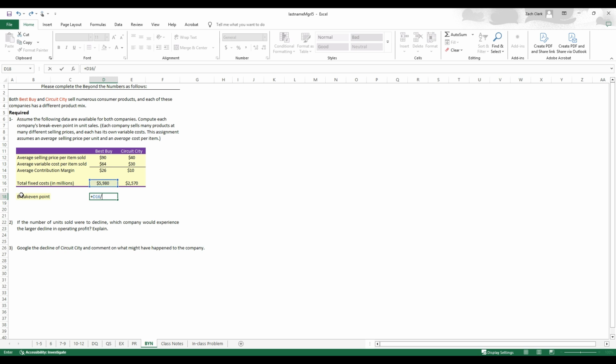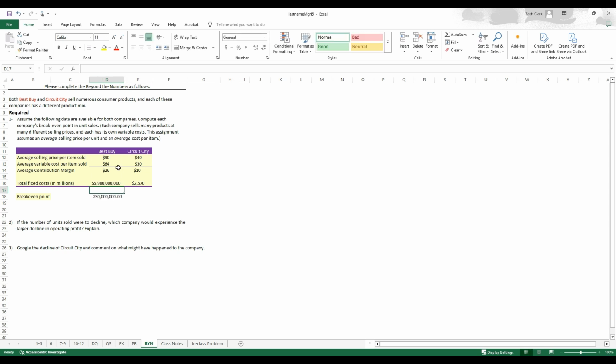We can take our total fixed costs divided by the average contribution margin. And that would be, how much was this? This is 5.98 million, in millions. So we need to add 6 zeros to this. So if our total fixed cost was 5.98 billion, 1, 2, 3, 4, 5, 6.